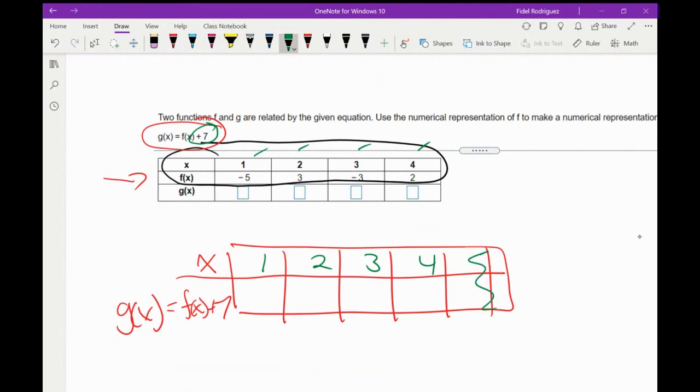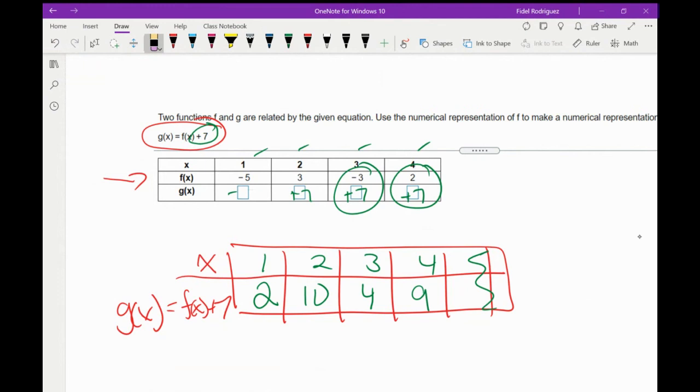Now, I'm going to add 7 to each of these numbers here to make my table. So negative 5 plus 7 is 2. 3 plus 7 is 10. Negative 3 plus 7 is 4. And 2 plus 7 is 9. All I'm really doing here is adding 7 to each of those numbers. So I'm going to put a 2, a 10, a 4, and a 9.